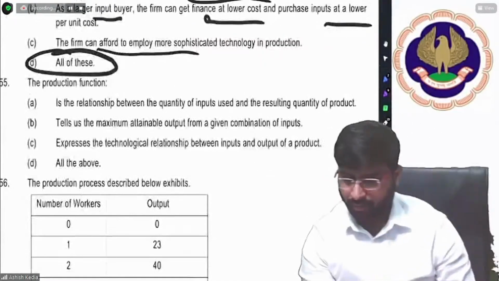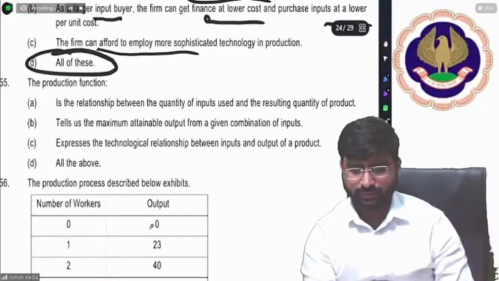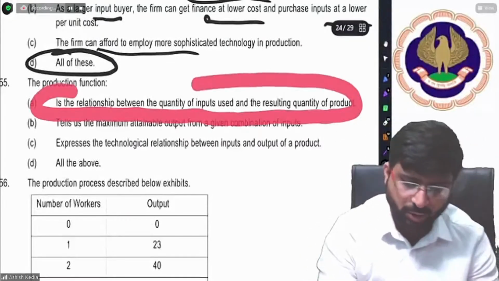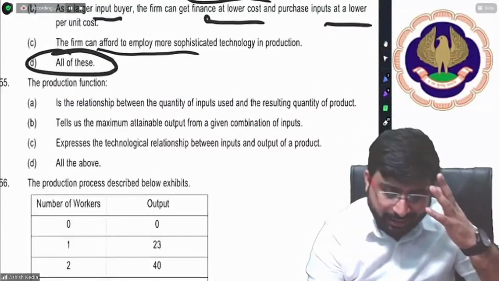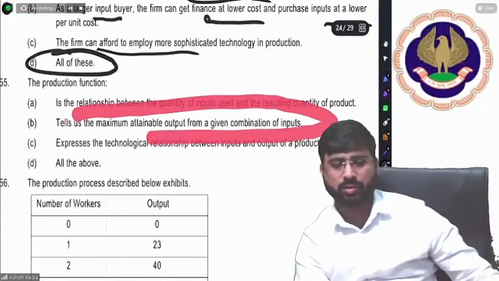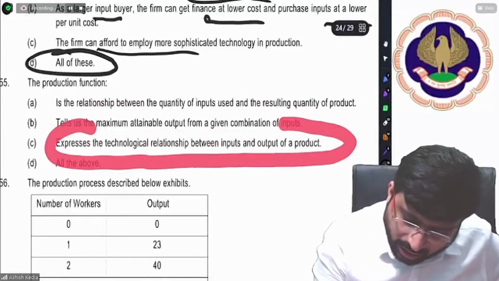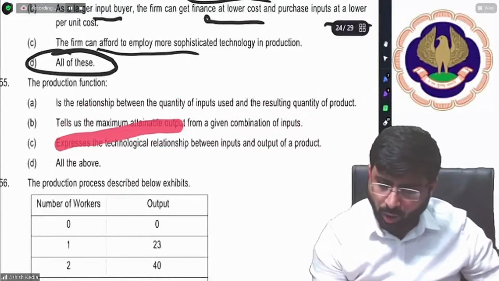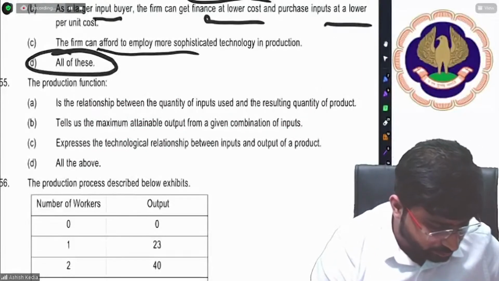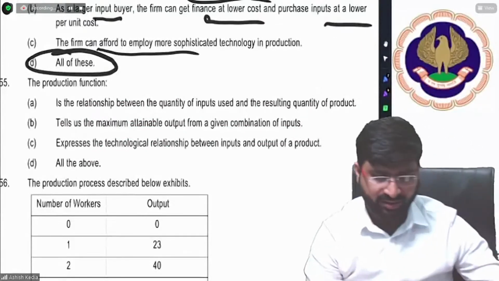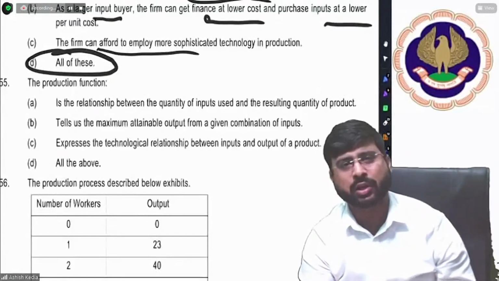Production function. What is it? Is it the relationship between quantity of inputs and resulting quantity of product, does it tell us the maximum attainable output, does it express the technological relationship between inputs and outputs, or all the above? What say, friends? What do you think is the correct answer? Yes, it is the relationship between input and output.